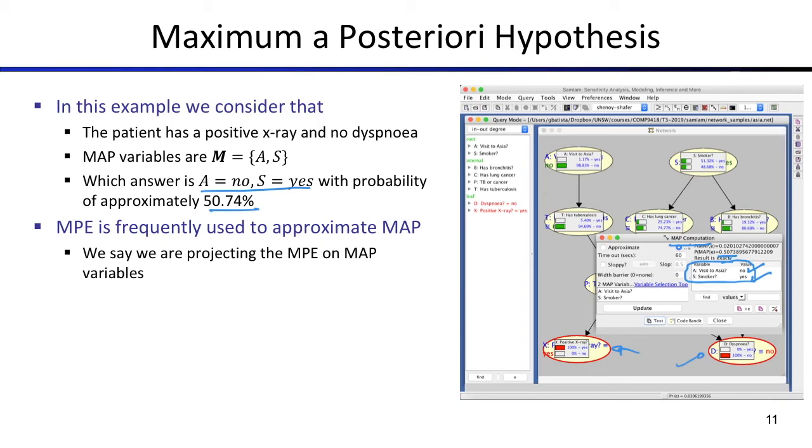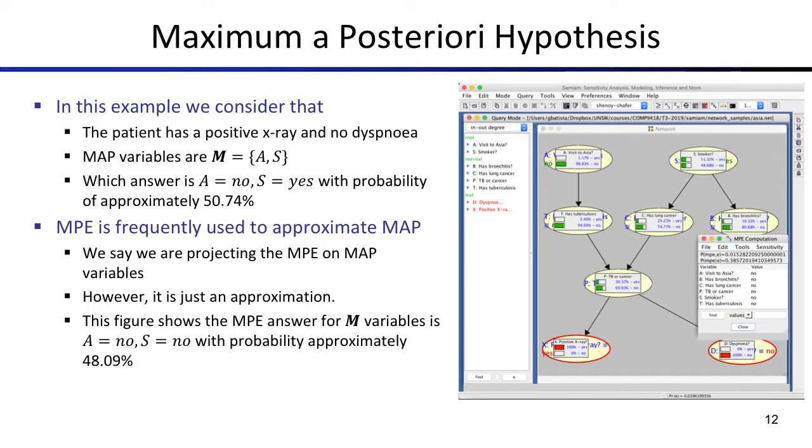So as I said, MAP queries are more difficult to compute than MPE. So frequently people use the MPE answer to approximate the MAP answer. We compute the MPE and give it as a response for a MAP query, but it needs to be clear that it is not always the correct answer. So we say that it's an approximation. Frequently it is the same. Sometimes it changes one or two variables, but there is no guarantee that it will be the same answer.